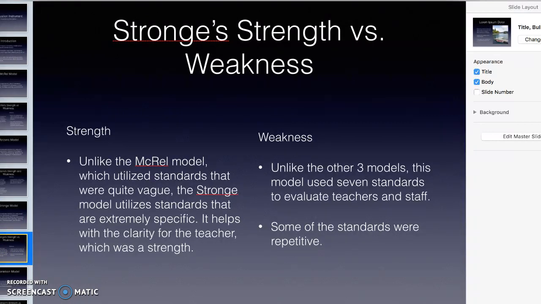The strength of the Strange model was that, unlike the McREL model, which utilized standards that were quite vague, the Strange model utilizes standards that are extremely specific, which helps with the clarity for the teacher. One weakness: unlike the other 3 models, this model used 7 standards to evaluate teachers and staff, and some of the standards were repetitive.